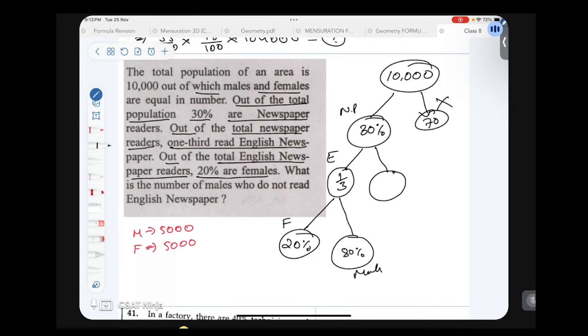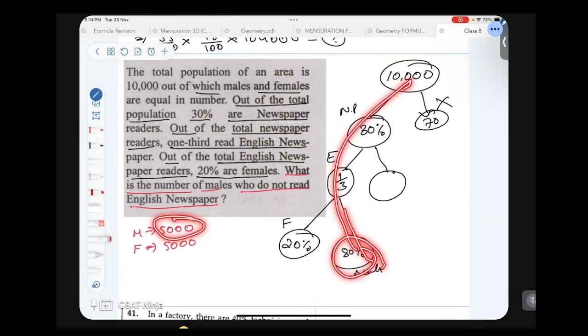What is the number of males who do not read English newspaper? That means I need to find the number of people who are not reading English newspaper. I know the total number of males. So if I can find the number of males who are reading English newspaper, and subtract that from the total, then I'll get the ones who are not reading English newspaper. So that's an easy approach. Let's give it a try.